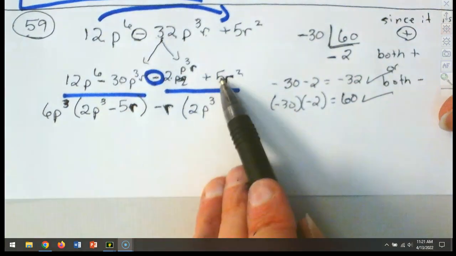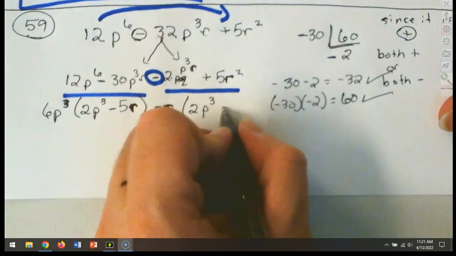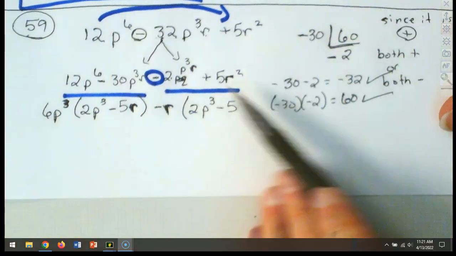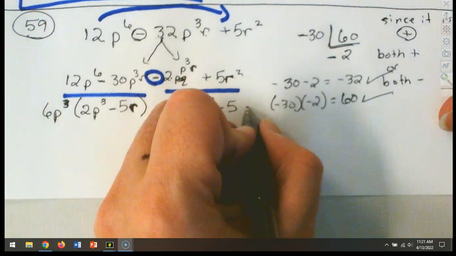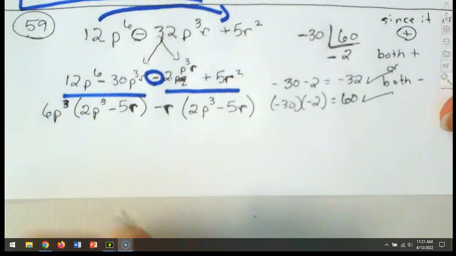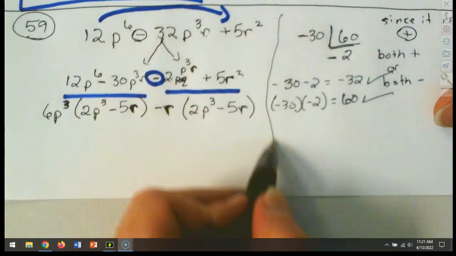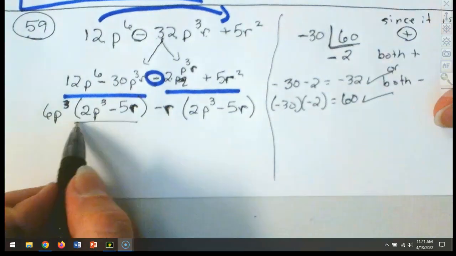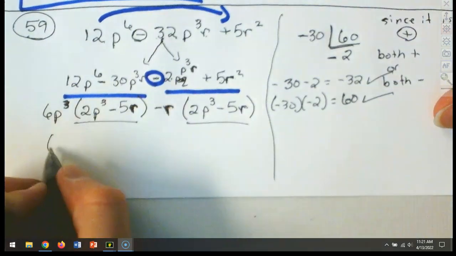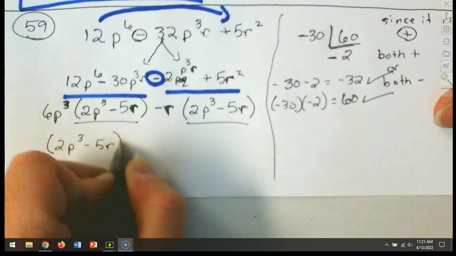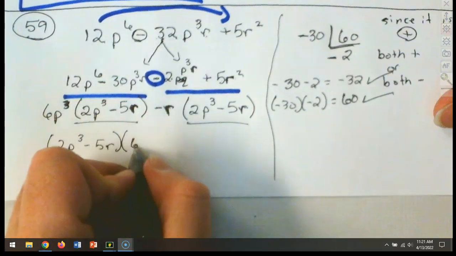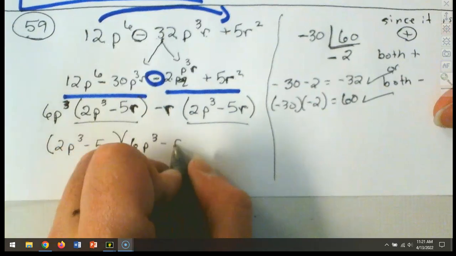5 divided by negative 1, that leaves you with a minus 5. We've got an r squared. Taking out an r, that leaves you with an r left over. Now, what do you notice? Are the groupings the same? Yes, they are. So that's 2p cubed minus 5r and 6p cubed minus r.